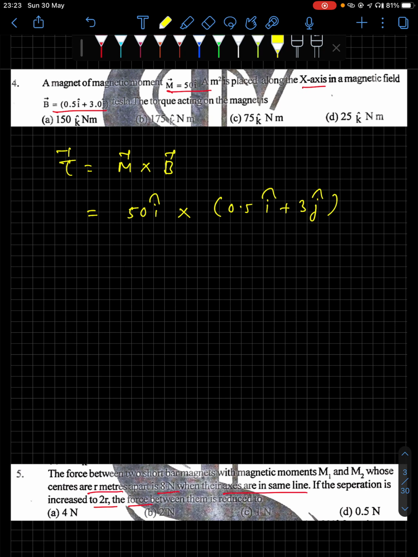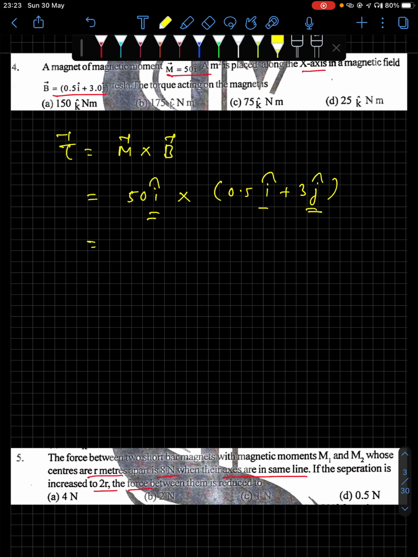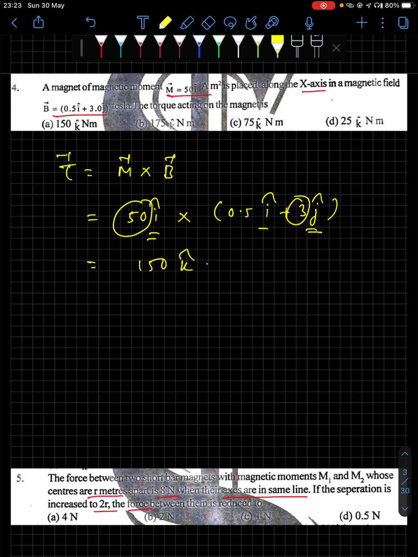So i cap cross i cap is 0, you know it, and i cap cross j cap is k cap. So 50 multiplied by 3 will get you 150, and i cross j is k cap, so 150 k cap Newton meter is the answer, option number A. Refer equation number 25 if you are interested to see the theory for this question.